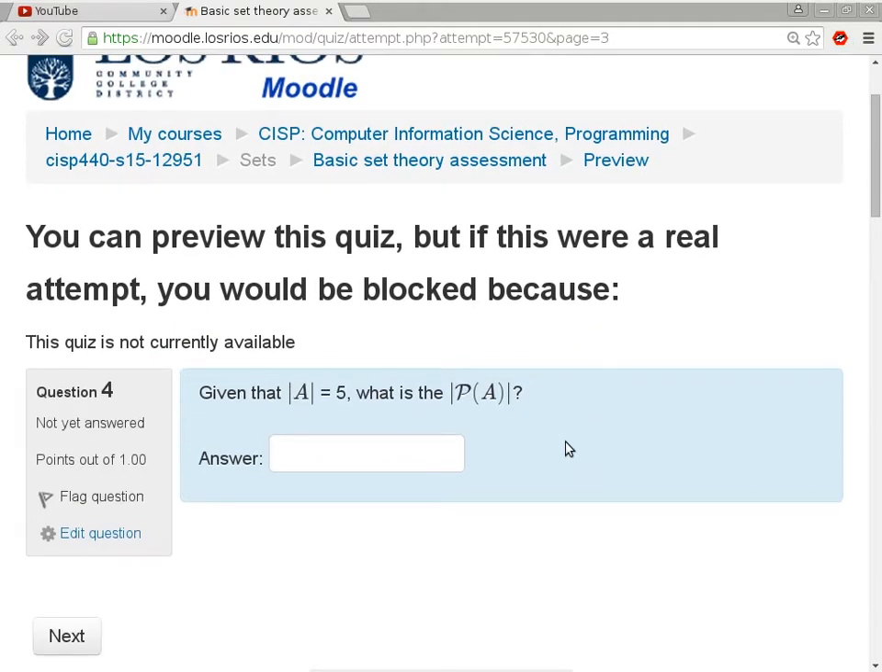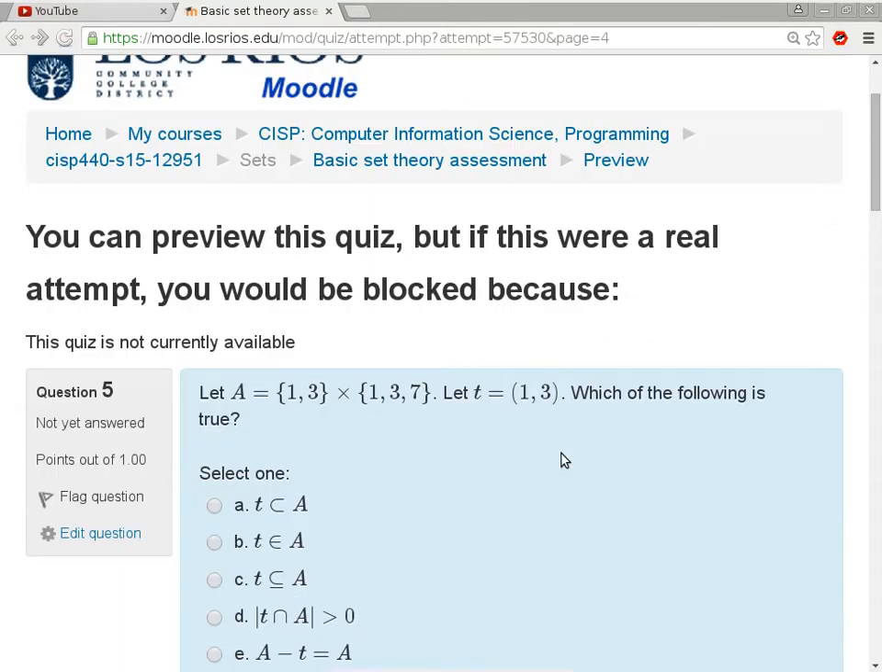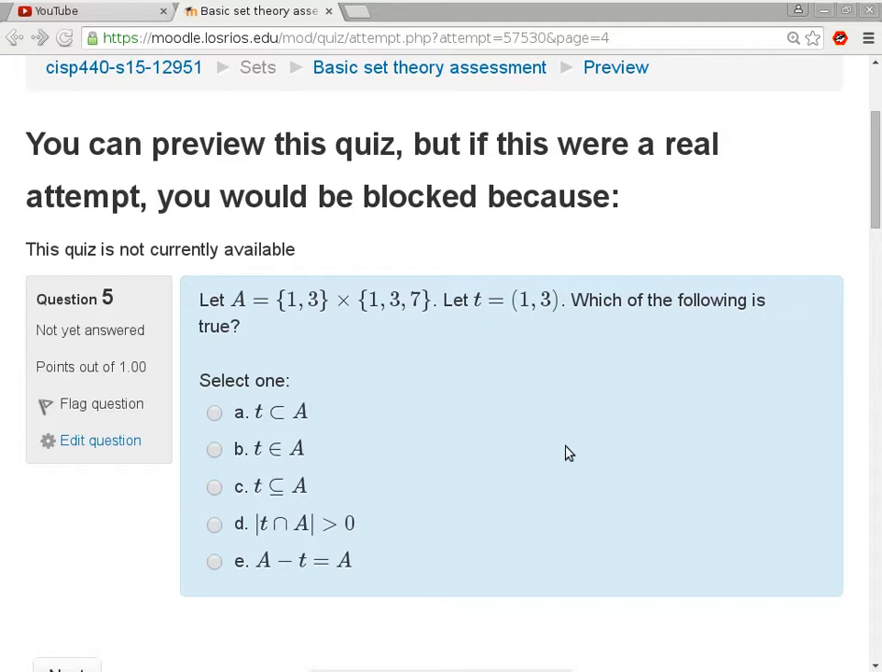Okay, number 4. Given that the number of elements of A, which is a set, is 5, what is the number of elements of the power set of A? 2 to the power of 5, which is 32. Yep, that's right. Those are the magic numbers.